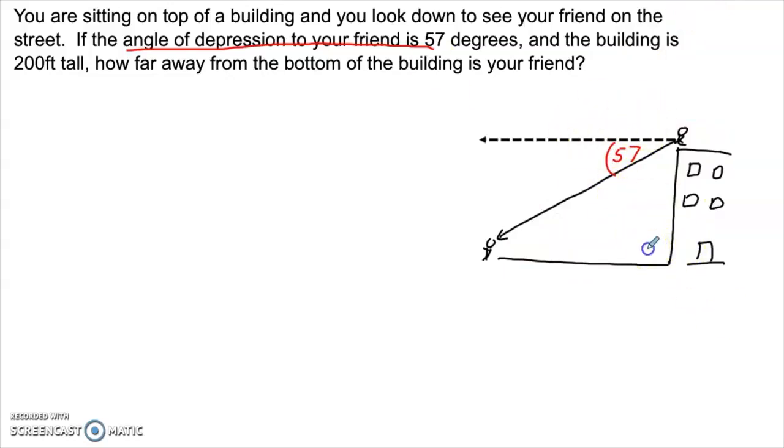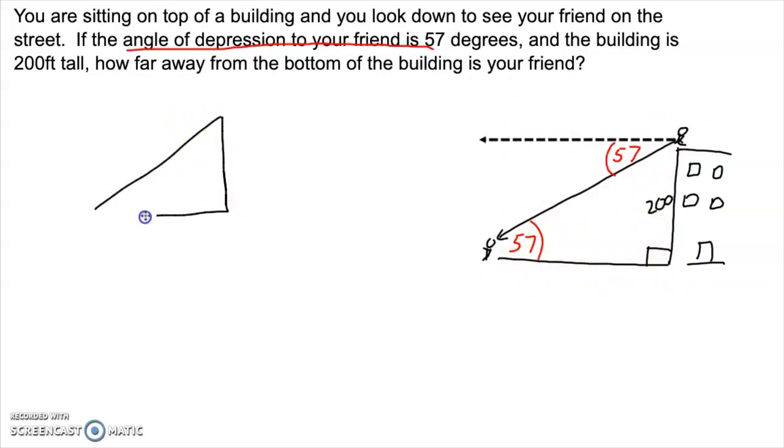So the triangle, here's the right angle. The building is 200 feet tall. So this side of the triangle is 200. But there's no angle here, right? This 57 is outside the triangle. Well, that's where those alternate interior angles come in that we talked about before. If that angle is 57, so is this because this is horizontal. And of course, we assume the ground is horizontal. And here we have this setup.